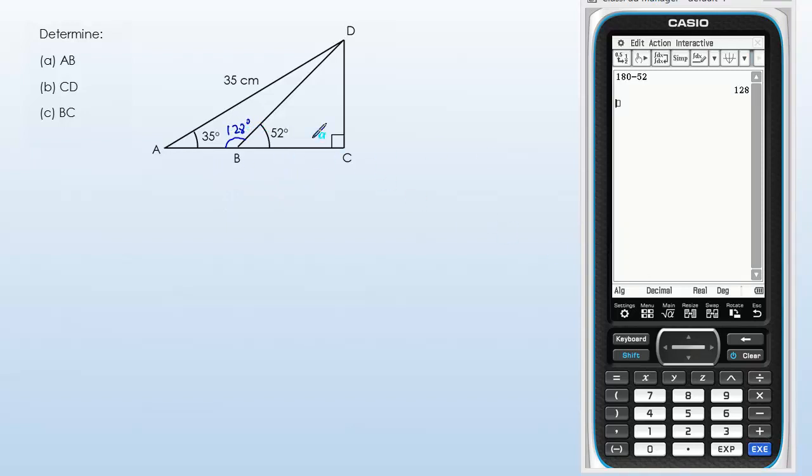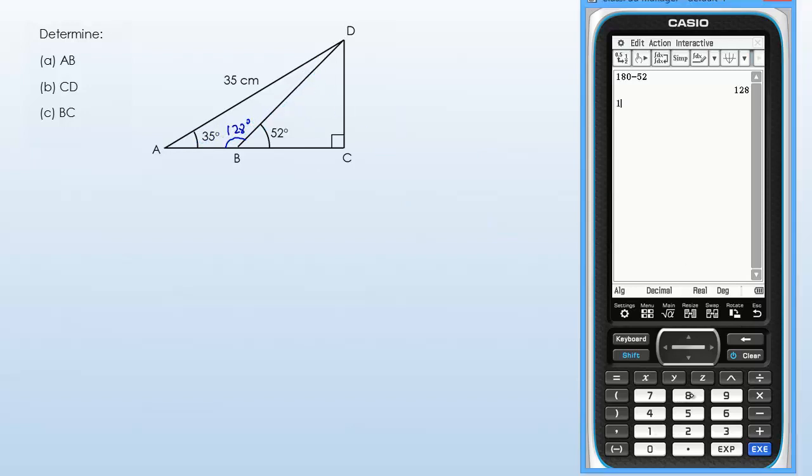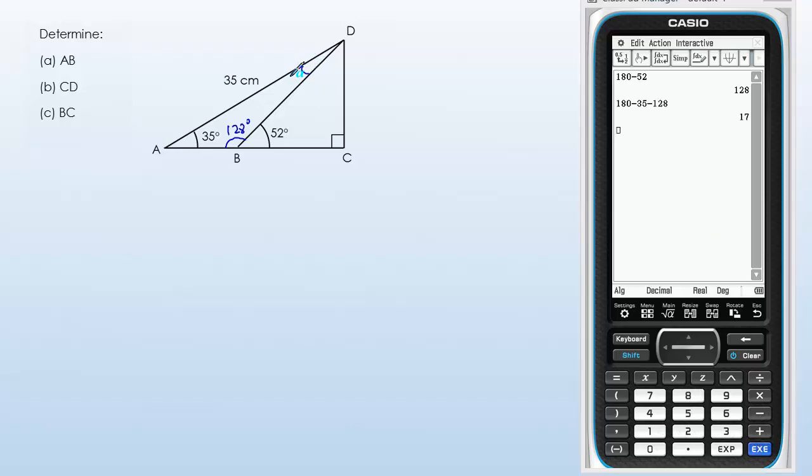And then we know that the three angles of a triangle add to 180, so if I do 180 take away 35, take away 128, that leaves me with this one up here being 17 degrees.